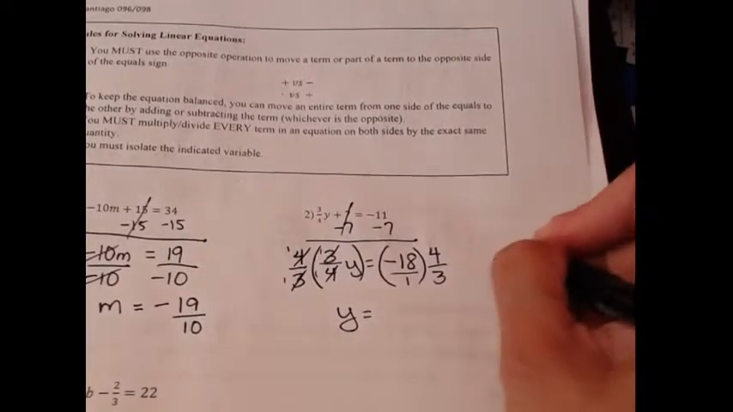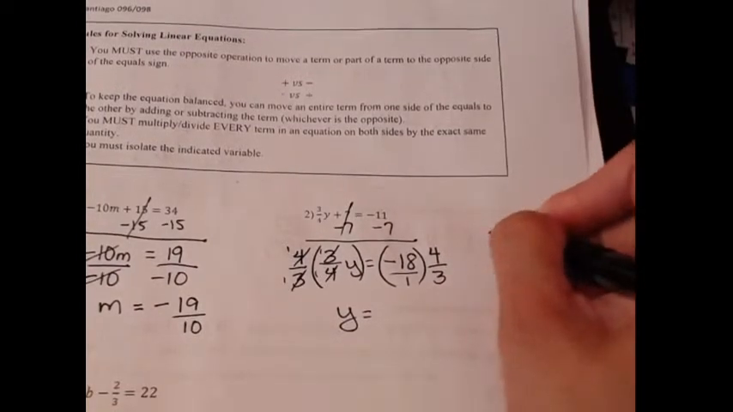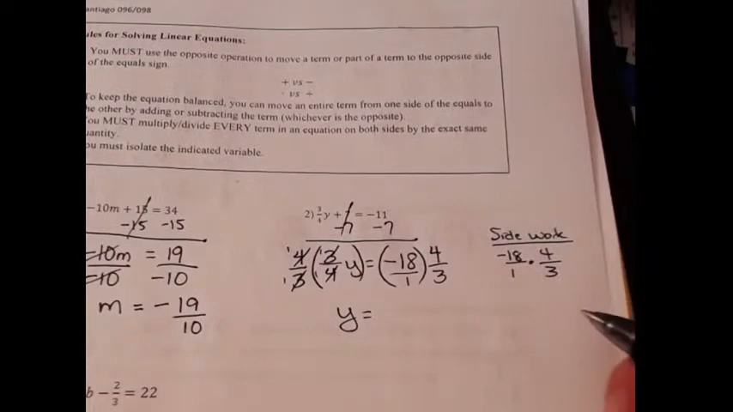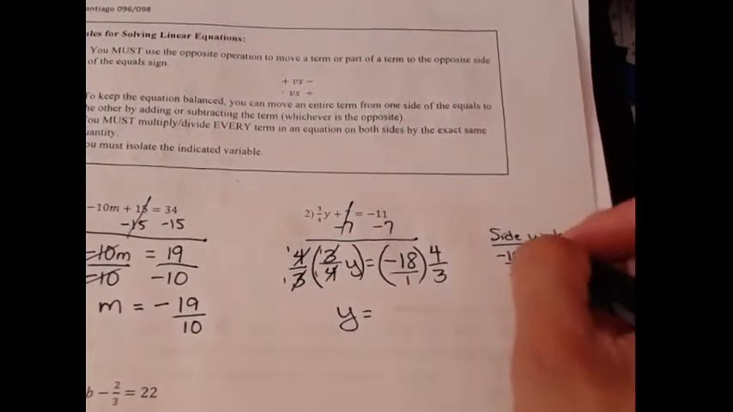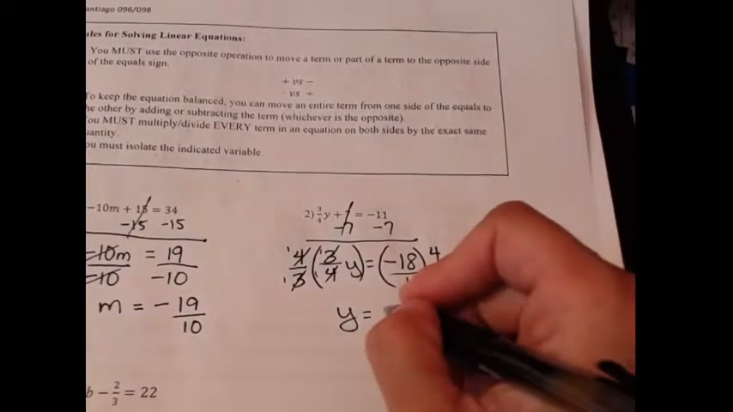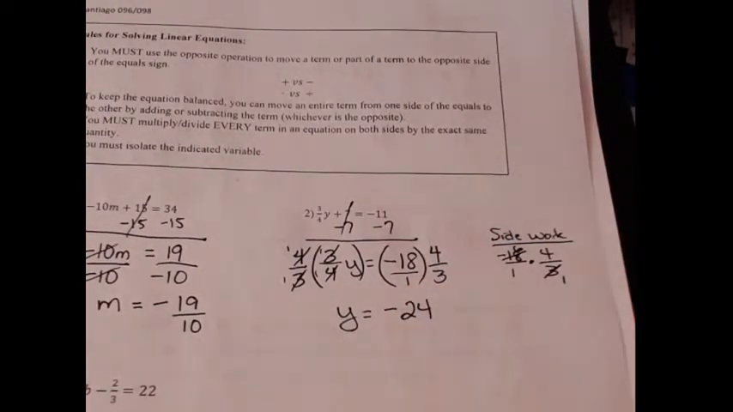So I'm going to rewrite it so that it's not cluttered, and I want you to see it. So this is our side work. And notice that we're going to say, oh, 3 can go into 18, 3 into itself once, and into 18 6 times. -6 times 4 is a -24. And that is your final answer.